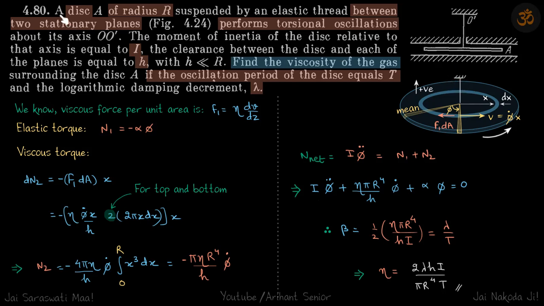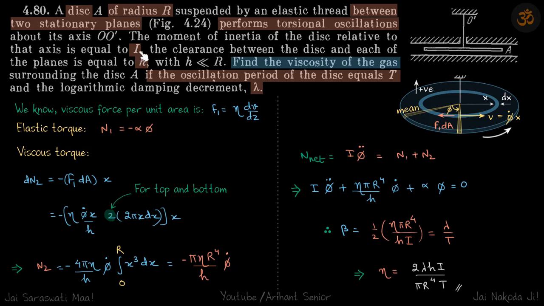So this problem is quite similar to the previous problem 4.79. You can check that and then come to this. In this problem, we have a disk that is hanging by an elastic thread, and the disk itself is kept in a chamber with some gas. Now this disk performs torsional oscillations.